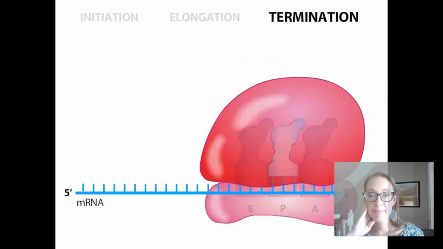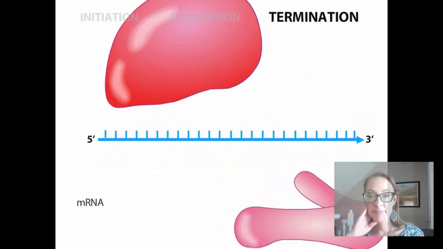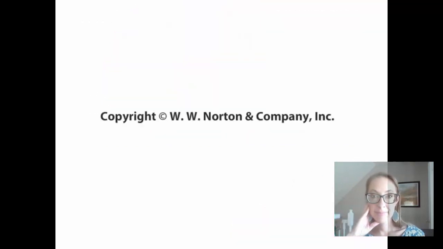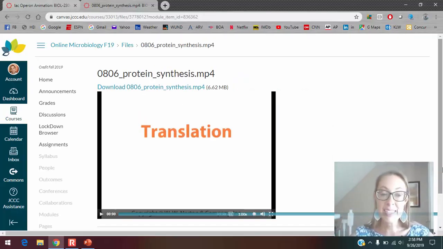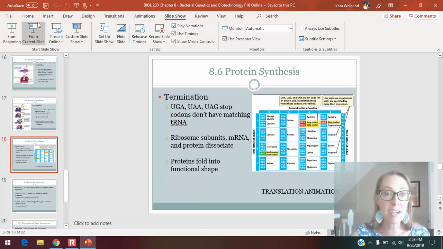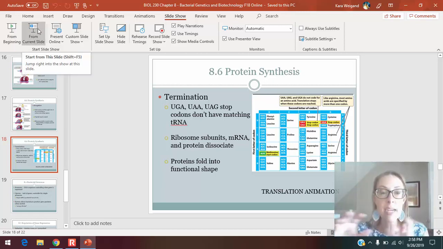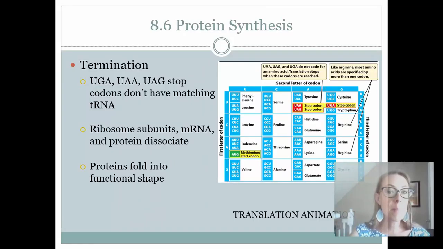The 30S and 50S subunits fall off the mRNA and separate in the cytoplasm, available once again to form a new translation complex with another mRNA. Like I said, more there than I expect you to know, but I want you to see that action, that movement as we slide down our messenger RNA.